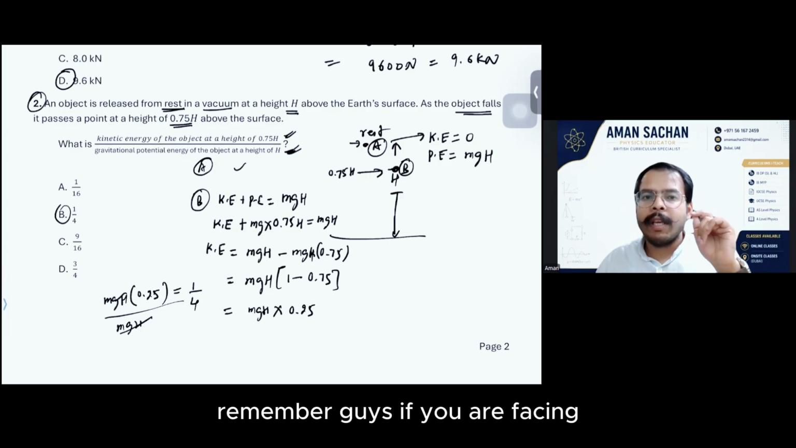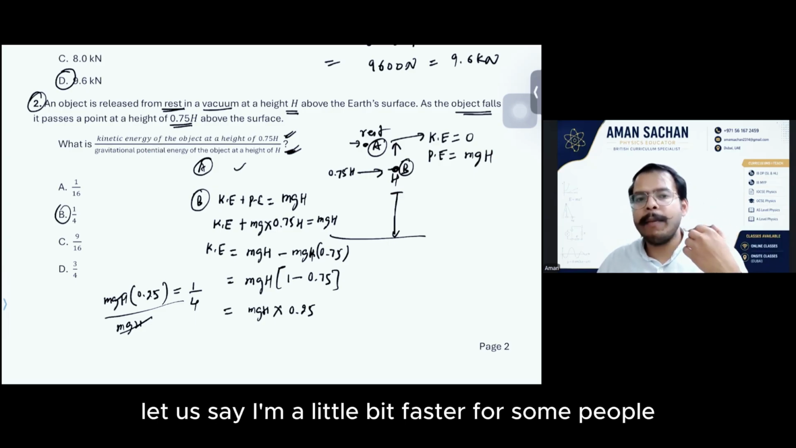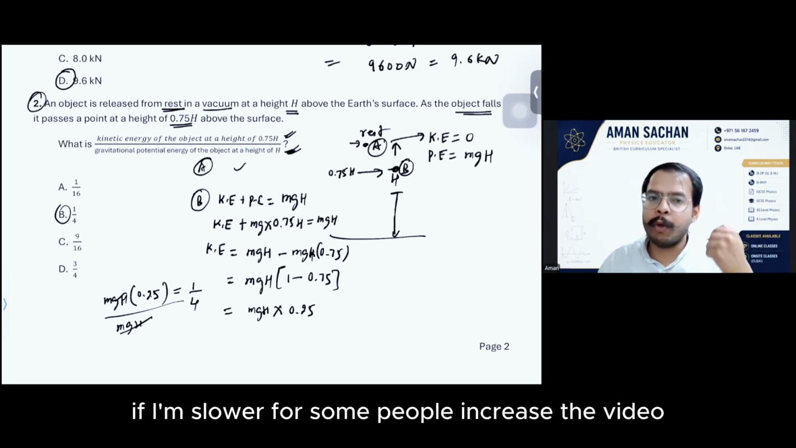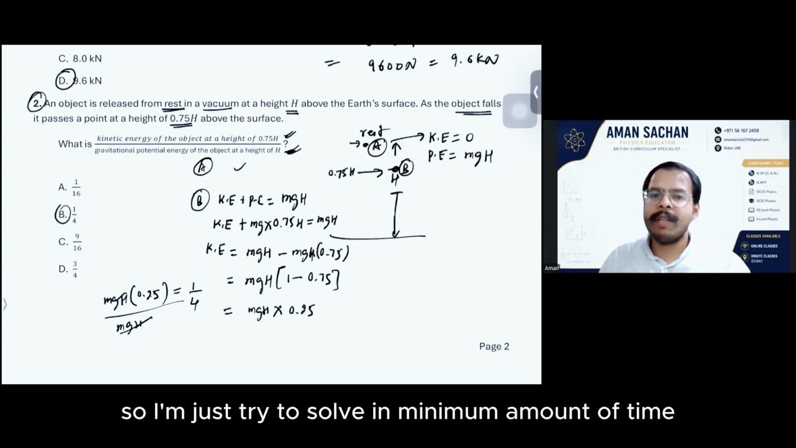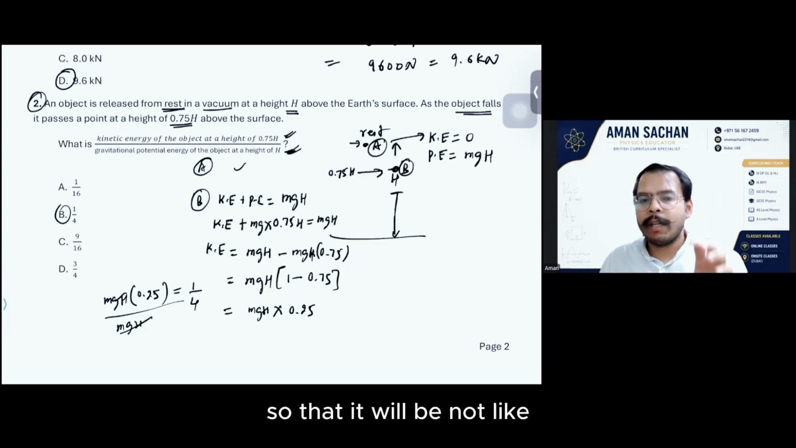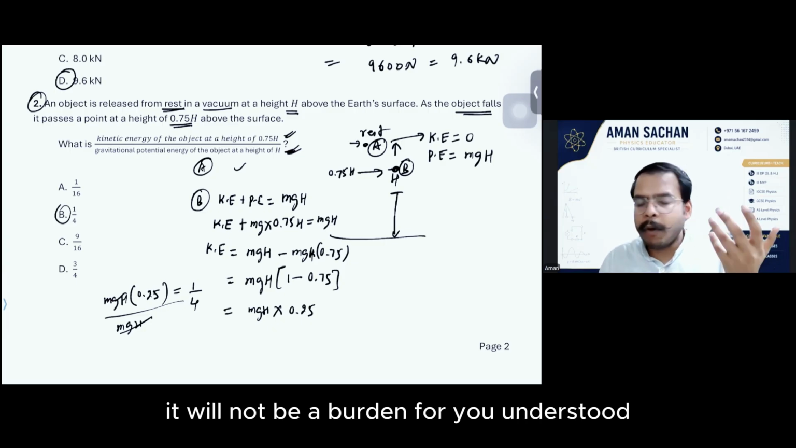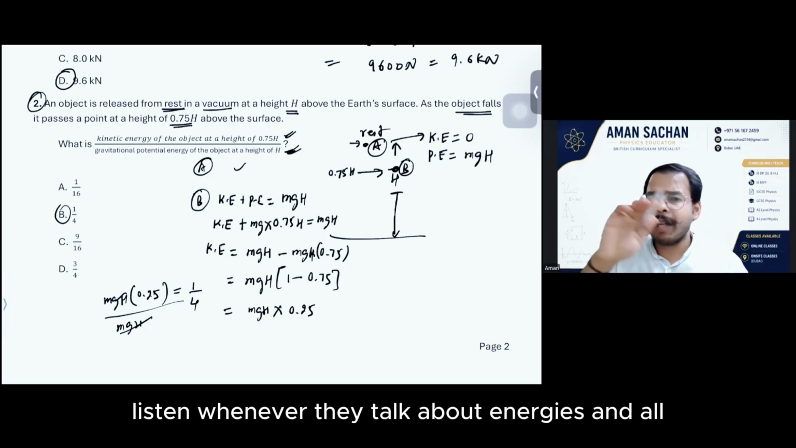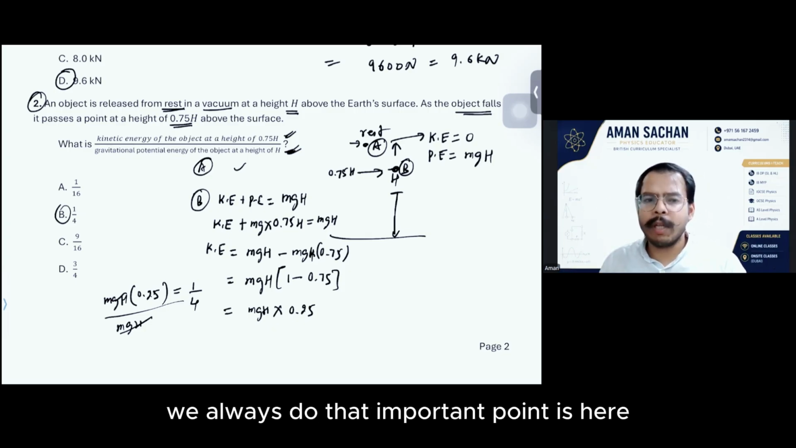Remember, guys, if I am a little bit faster for some people, slow it down. It's in the video. If I am slower for some people, increase the speed of the video. You can do that. So I'm just trying to solve in the minimum amount of time so that it will not be a burden for you. Understood?